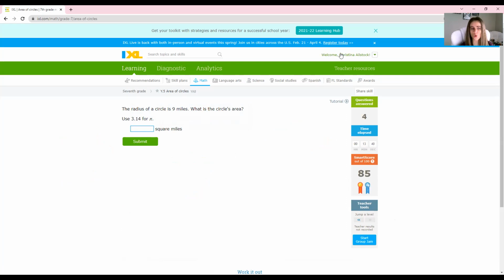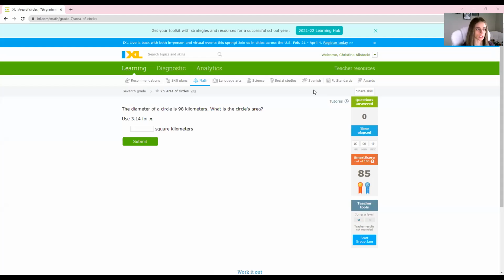Let's see if we can find one more with a diameter, and then we will close out. All right, here we go. This will be our last problem. We are told the diameter is 98 kilometers. We want to find the area, and we are using 3.14 for pi.